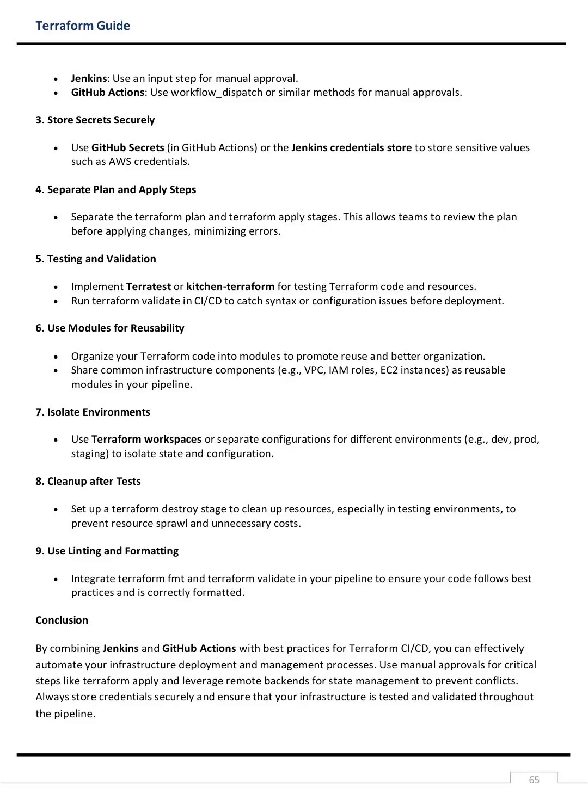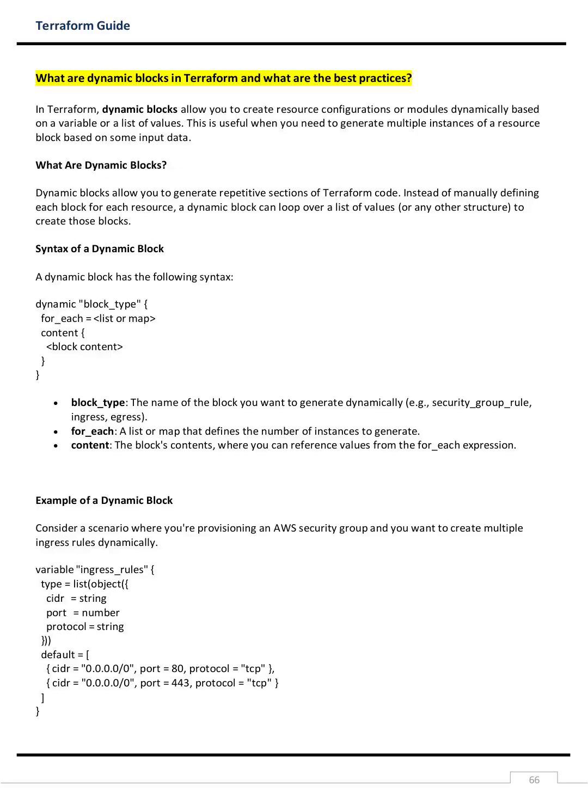What are dynamic blocks in Terraform, and what are the best practices? In Terraform, dynamic blocks allow you to create resource configurations or modules dynamically based on a variable or a list of values. This is useful when you need to generate multiple instances of a resource block based on some input data. What are dynamic blocks?